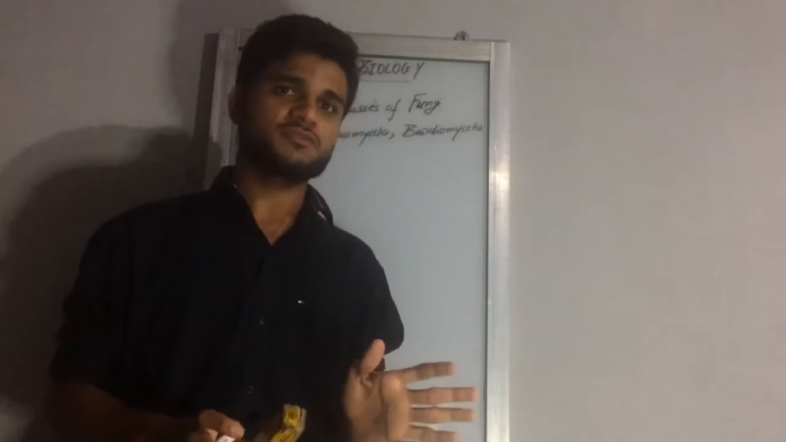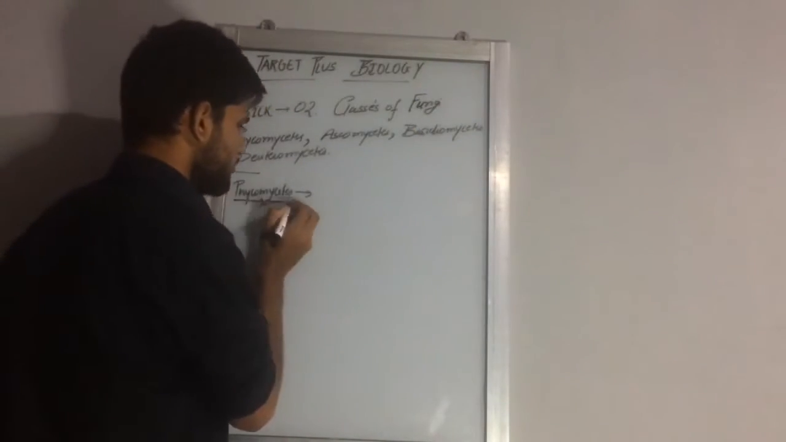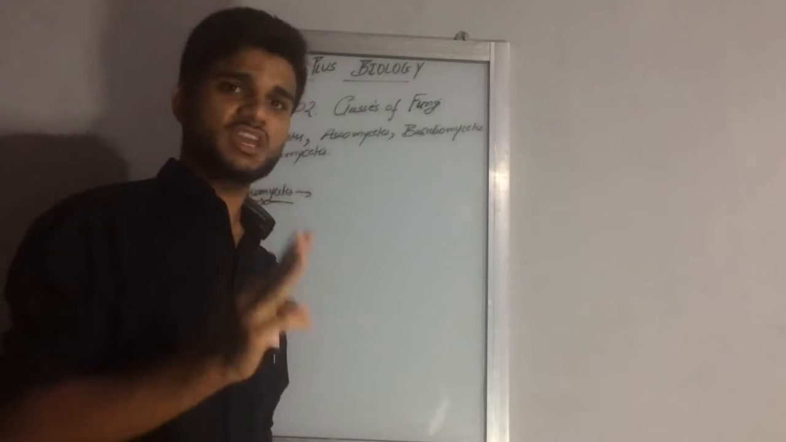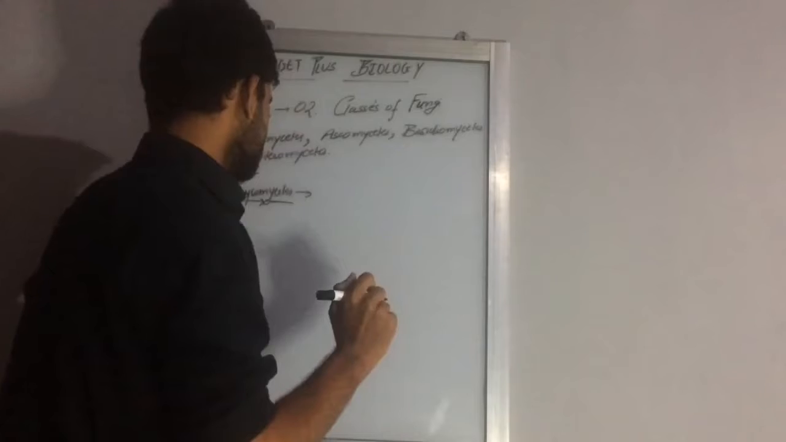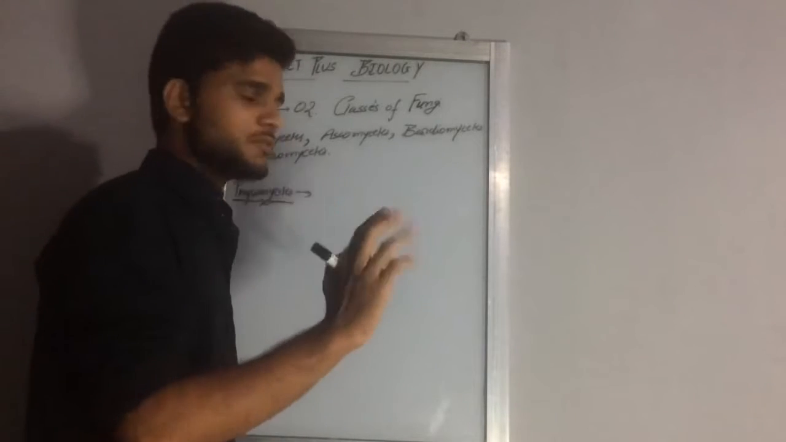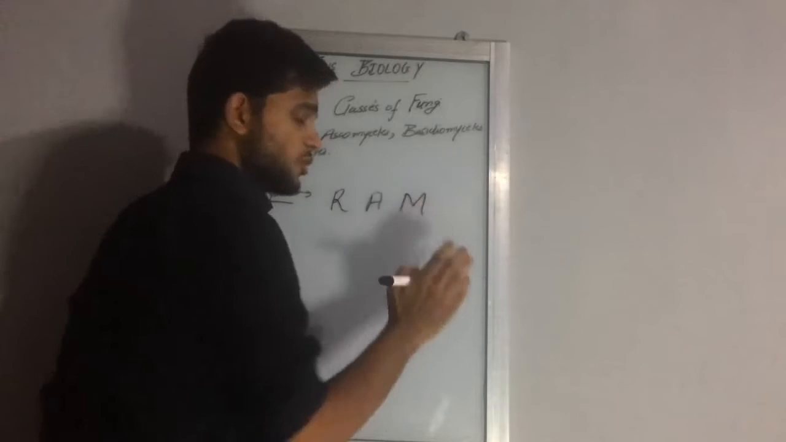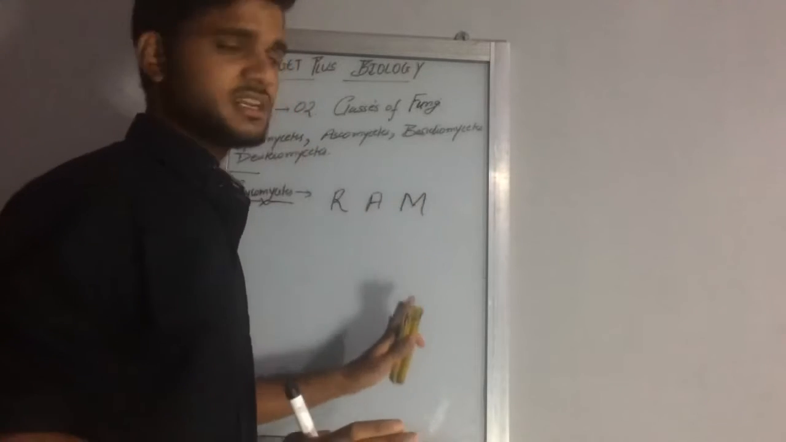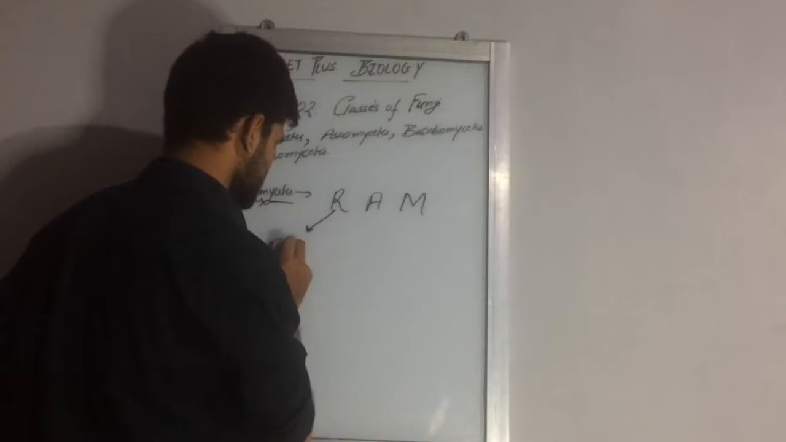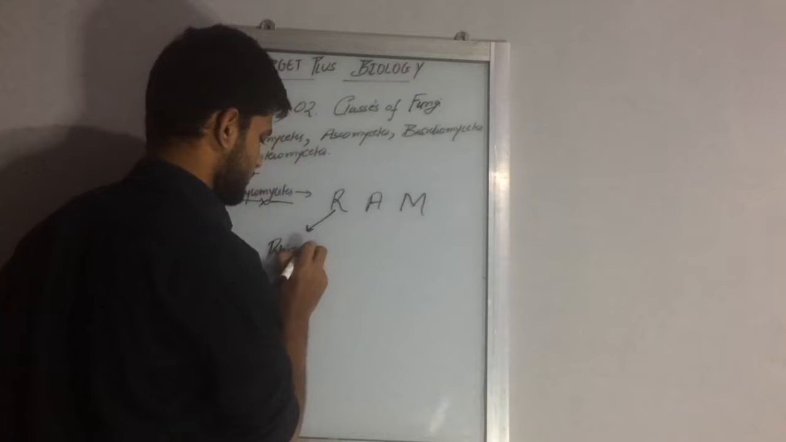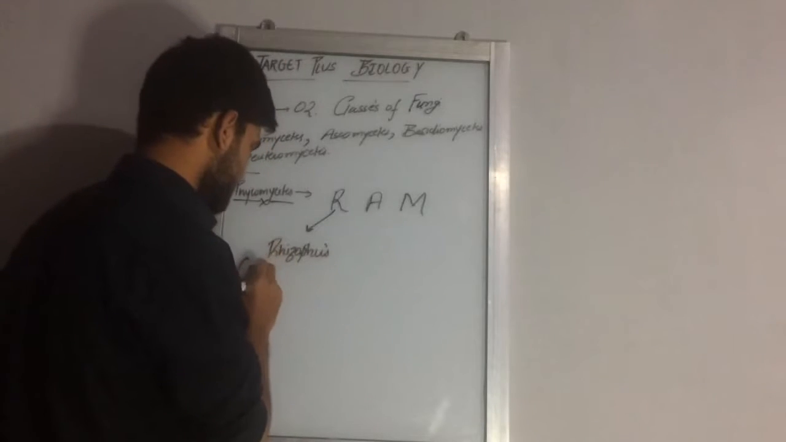So we are learning the trick for examples. Let us start first with the Phycomycetes. Phycomycetes contains three examples on the basis of NCERT, and we are going to focus on NCERT only. For the examples of Phycomycetes, there is a simple word, that is RAM. You only have to remember this word, and on its basis you get three examples. R stands for Rhizopus, which we basically call bread mold. I am writing here bread mold.